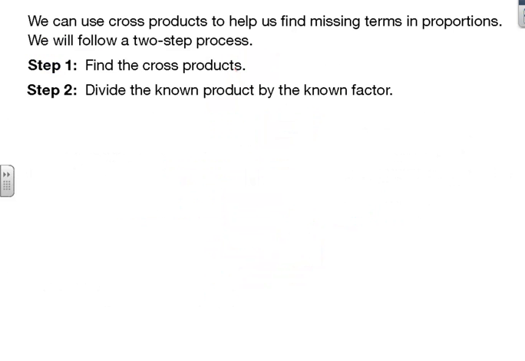We can use cross products to help us find missing terms in proportions. You do that with two steps. You decide what the cross products are going to be, and then you divide the known product by the known factor. Let me show you what this looks like.